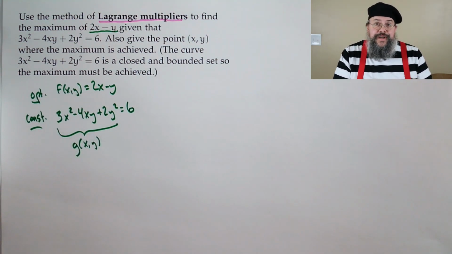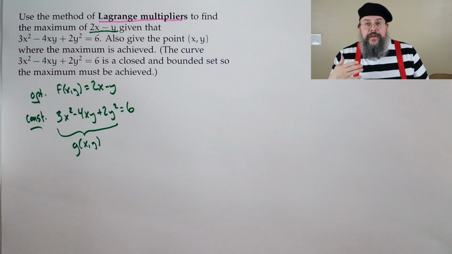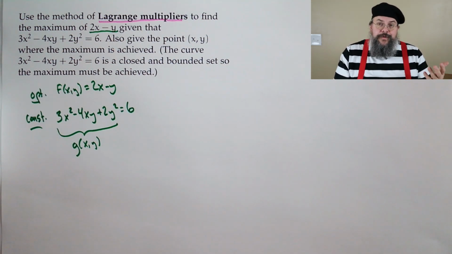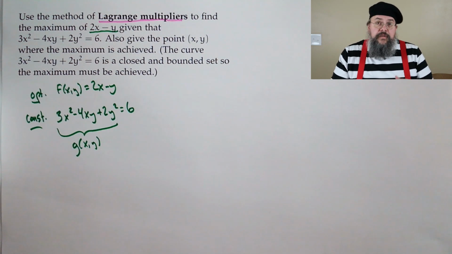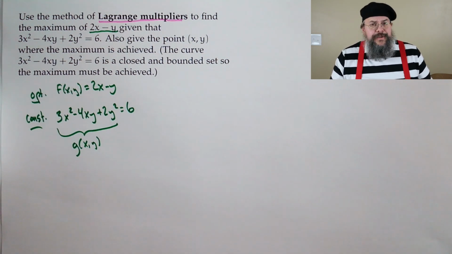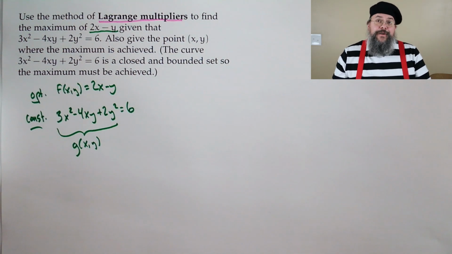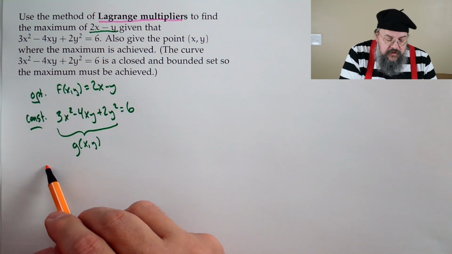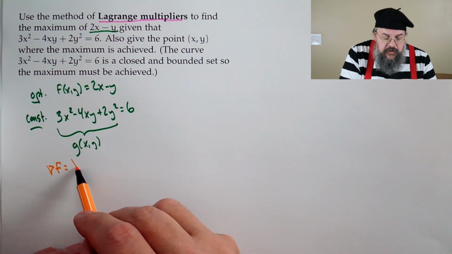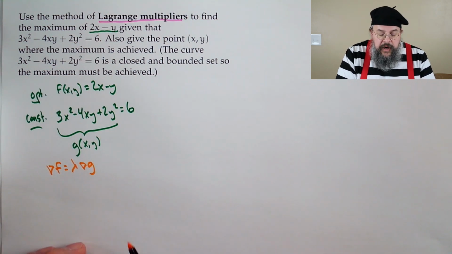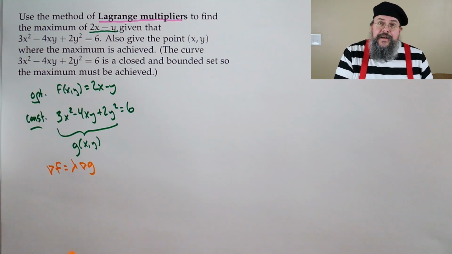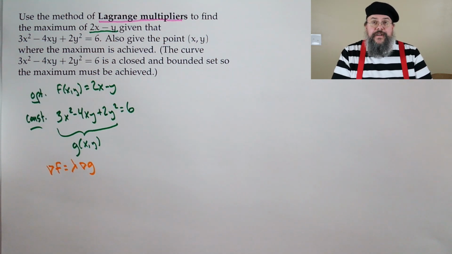Now, how do we proceed? Well, we need to figure out the potential points where a max and min could occur. And we'll figure out which one of them is a max and which one is a min. We could have several, not just two, but we should have at least two, because if there's going to be a maximum, there will also be a minimum on our closed bounded set. So the key is that the gradient of f has to be parallel to the gradient of g. Or we can say the gradient of f is lambda times the gradient of g. This lambda is where the idea of Lagrange multipliers comes in.